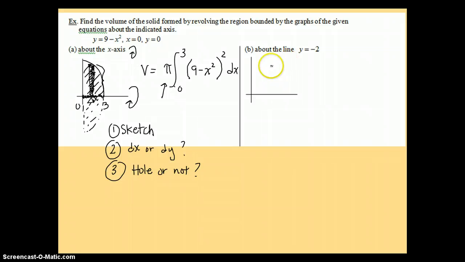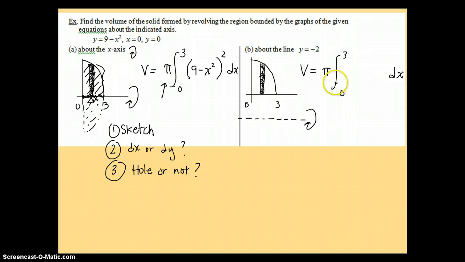All right, let's set up a new one. So I still have the same region. And I still have between 0 and 3. I still have a horizontal axis, which means we are in terms of x again, because I want that rectangle to be perpendicular to my axis of revolution. So I've decided with my sketch, I've done number 1. I've now decided, since I am a horizontal axis of revolution, that I'm with respect to x. I still am 0 to 3.